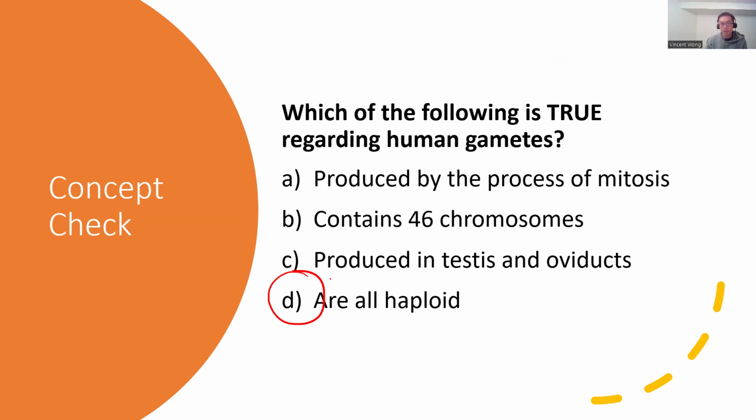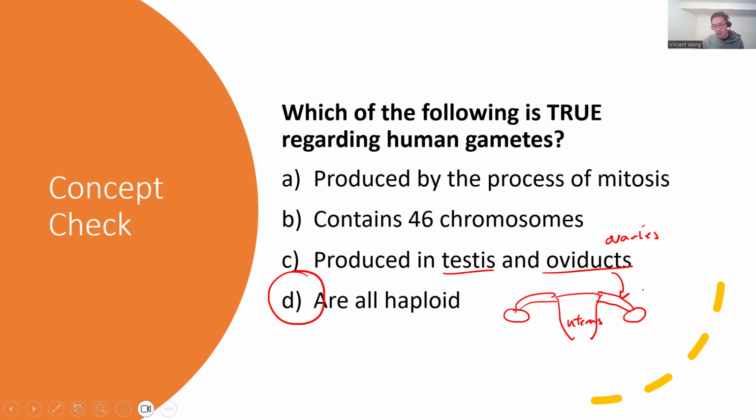Gametes are all haploid. They are produced in the testes and the ovaries. Ovaries, not ovida. A little bit of female anatomy for some of you. These are the ovaries. They're connected to the uterus by the fallopian tubes, or oviducts. The oviduct is where fertilization occurs. That's where the sperm is going to meet the egg, if it's going to happen at all.